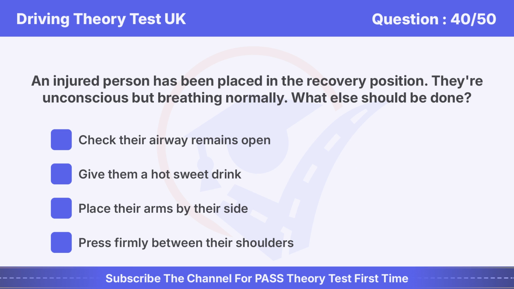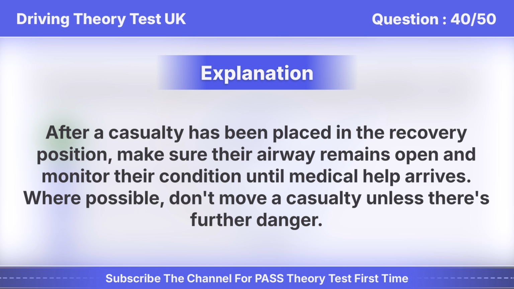Question 40. An injured person has been placed in the recovery position. They're unconscious but breathing normally. What else should be done? Answer is A. Check their airway remains open. After a casualty has been placed in the recovery position, make sure their airway remains open and monitor their condition until medical help arrives. Where possible, don't move a casualty unless there's further danger.